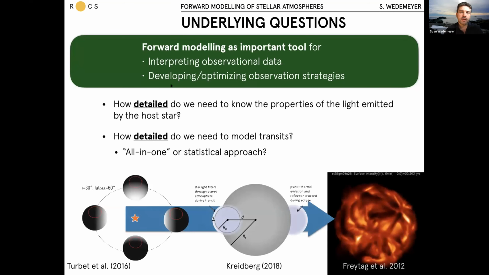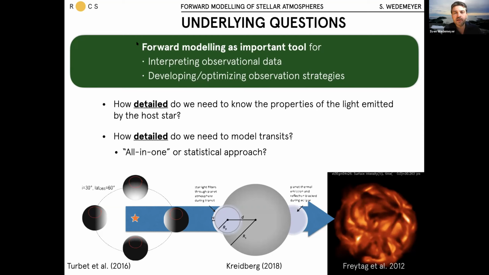So the questions that I came up with were: how detailed do we actually need to know the properties of the light that's emitted by the host star? That also means how detailed do we need to know the properties of the stellar atmosphere? And how detailed do we need to model the actual transit? Do we need to model everything at the same time, that means the host star atmosphere and the planet while transiting, or do we get away with a more patchy statistical approach? That's something I would like to understand better.